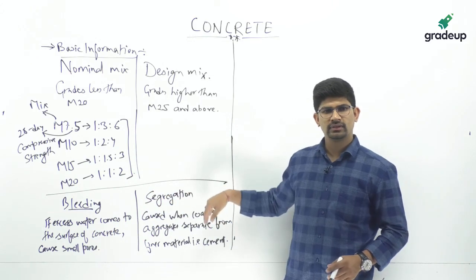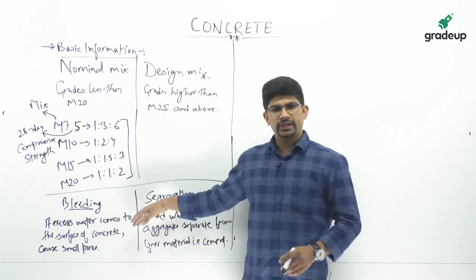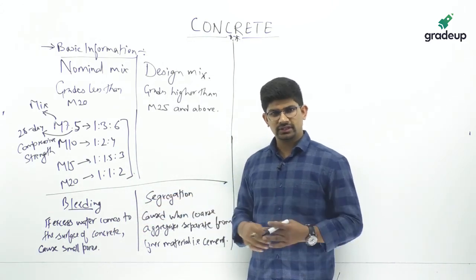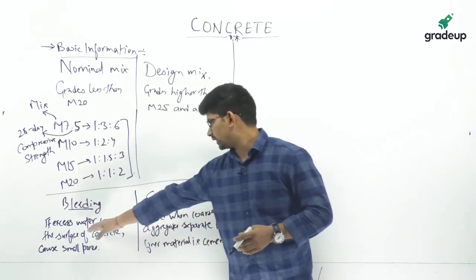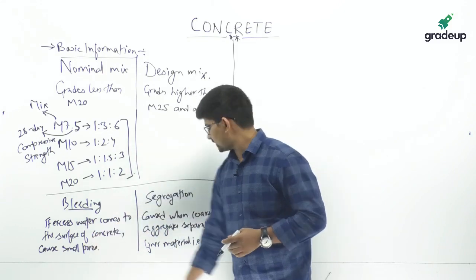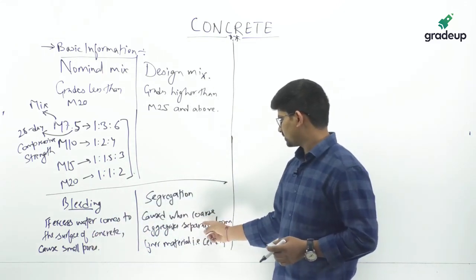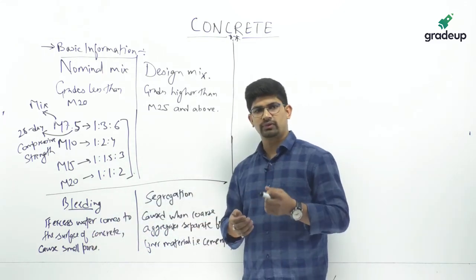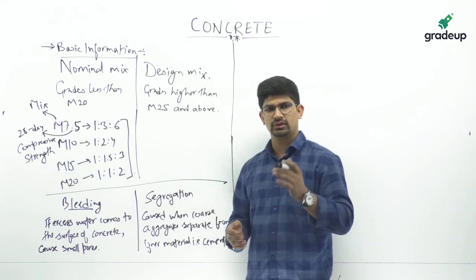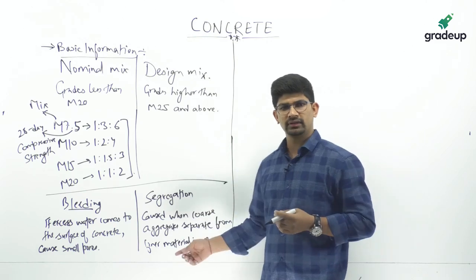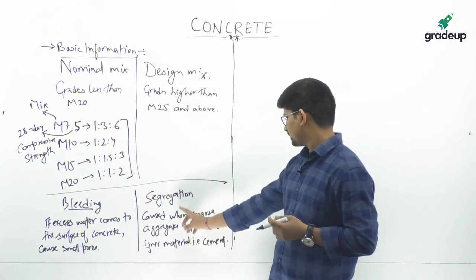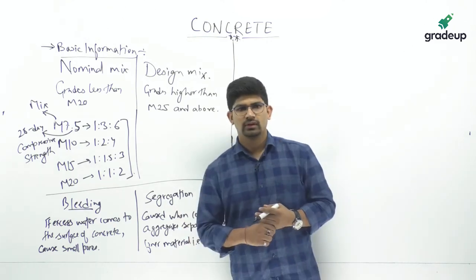Okay, so please, sir, can bleeding and segregation occur simultaneously? Yes, it can definitely occur simultaneously. If there is excess water, then both will occur, because due to excess water, water will come to the surface, and if you have also thrown the concrete from a good height, say placing it from 2 or 3 meters, then it will separate or segregate.